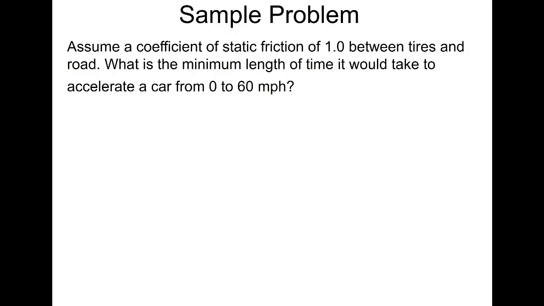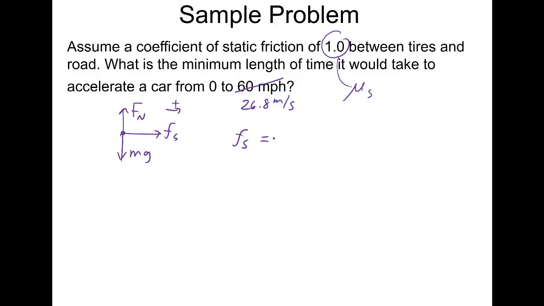Next example. Let's say we have a coefficient of static friction of 1 between the tires and the road. What's the length of time it would take for a car to accelerate from 0 to 60 miles per hour, which, if you convert it, is 26.8 meters per second. Okay, so here's our car. We have normal force, we have gravity, and we have static friction, which must push it in the positive direction. So that's the only force that must be equal to ma.